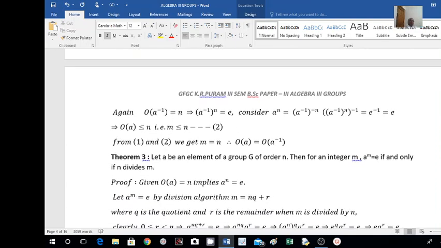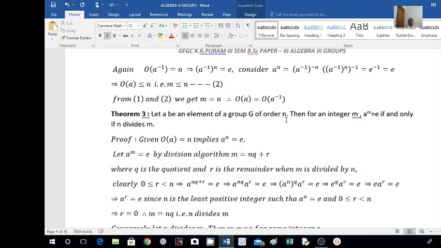Next one more theorem, theorem 3. Let A be an element of group G of order N. That is, the order of A is equal to N. Then for an integer M, A raised to M is equal to E if and only if N divides M. So here it is given that order of A is equal to N. So this N is the order of A. Okay. A is an element of order N in a group G.